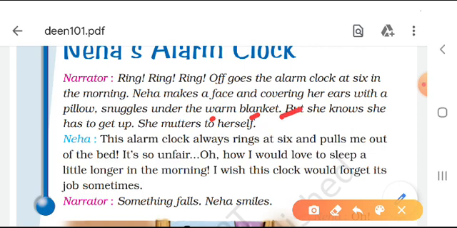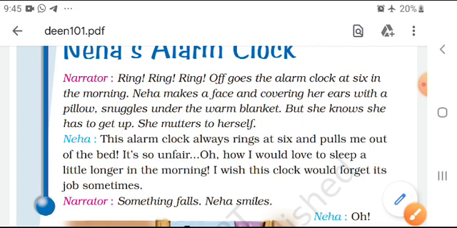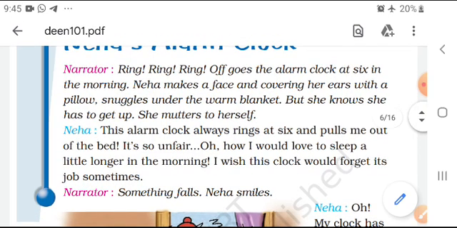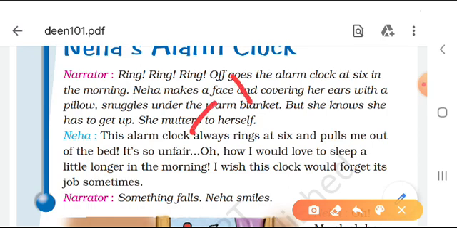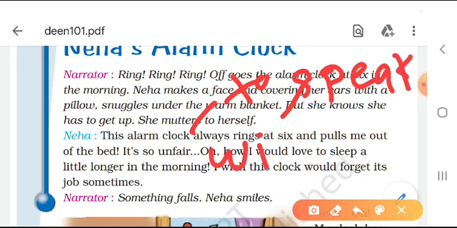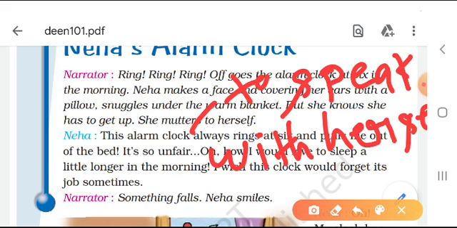Next line: but she knows she has to get up, she mutters to herself. Even though Neha is trying to cover herself, she knows that this is the time when I have to get up, because this is not a time for sleeping. But she mutters. Mutters means to speak with herself. You can write here: herself, to speak with herself.